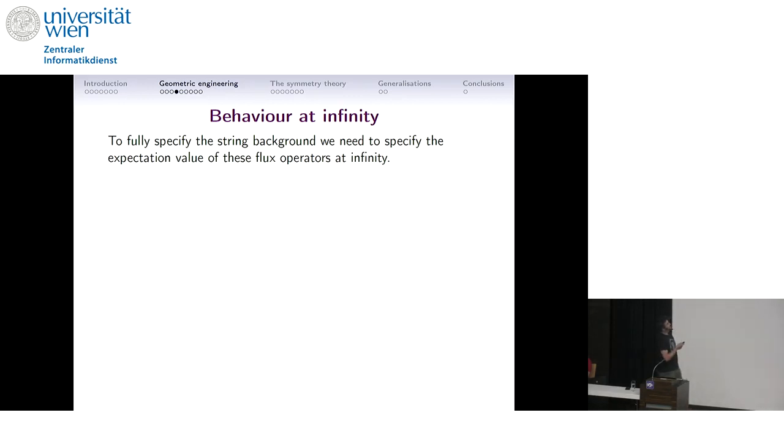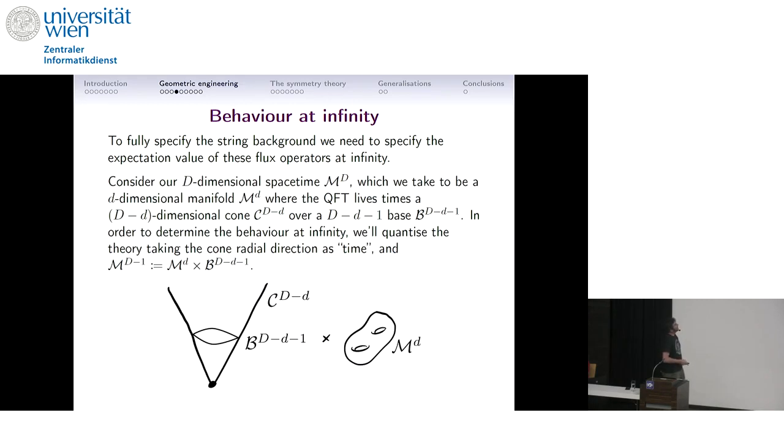And here comes the subtle point. To fully specify the string background, you don't need to just give me the geometry. You have to give me also what happens to the flux configuration at infinity. As in any time when you do the path integral in quantum gravity, you have to specify the boundary behavior. Okay, so this is the cartoon of what we have.